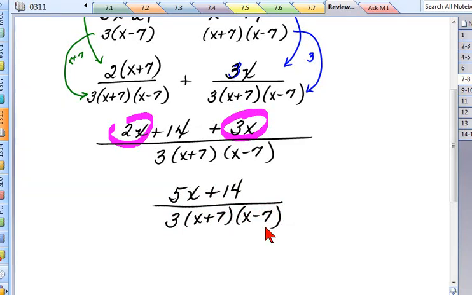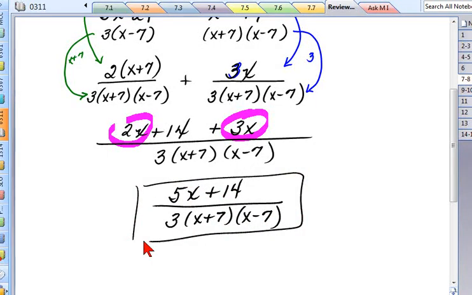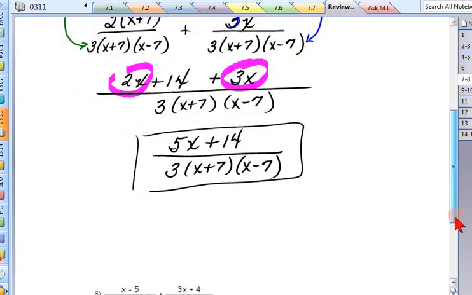And what's your final question to yourself? Can you reduce? Well, can you factor 5x plus 14? And you don't see one of those down there, so the problem's over. Addition is the long. This was the 7.4. Okay, we have another one.